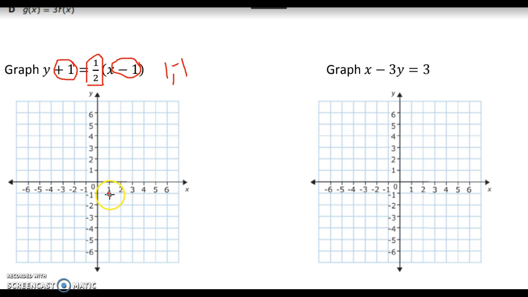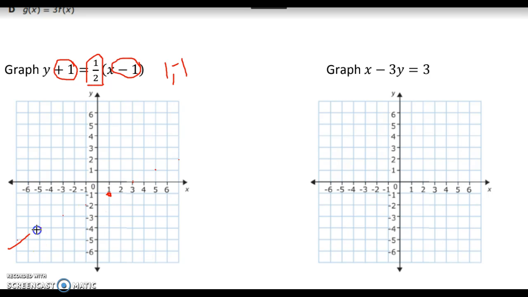Then we go up 1 and over 2. That's what the slope is saying. Up 1 and over 2, up 1 and over 2, until I've exhausted all the way to the right. So now I go and do the opposite slope, which is down 1 and to the left 2, down 1 and to the left 2, down 1 and to the left 2.